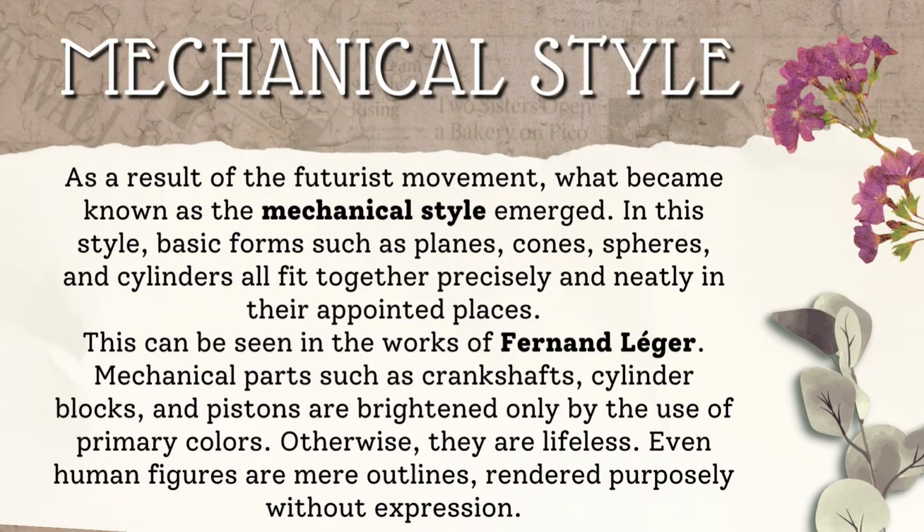Another art style is called mechanical style. As a result of the Futurist movement, what became known as the mechanical style emerged. In this style, basic forms such as planes, cones, spheres, and cylinders all fit together precisely and neatly in their appointed places. This can be seen in the works of Fernand Léger. Mechanical parts such as crankshafts, cylinder blocks, and pistons are brightened only by the use of primary colors. Otherwise, they are lifeless. Even human figures are mere outlines rendered purposely without expression.